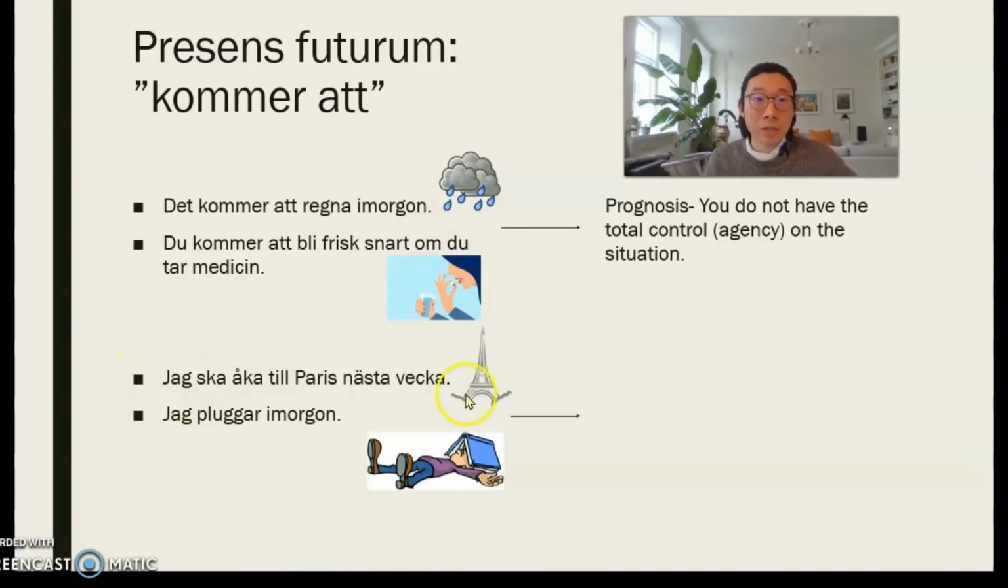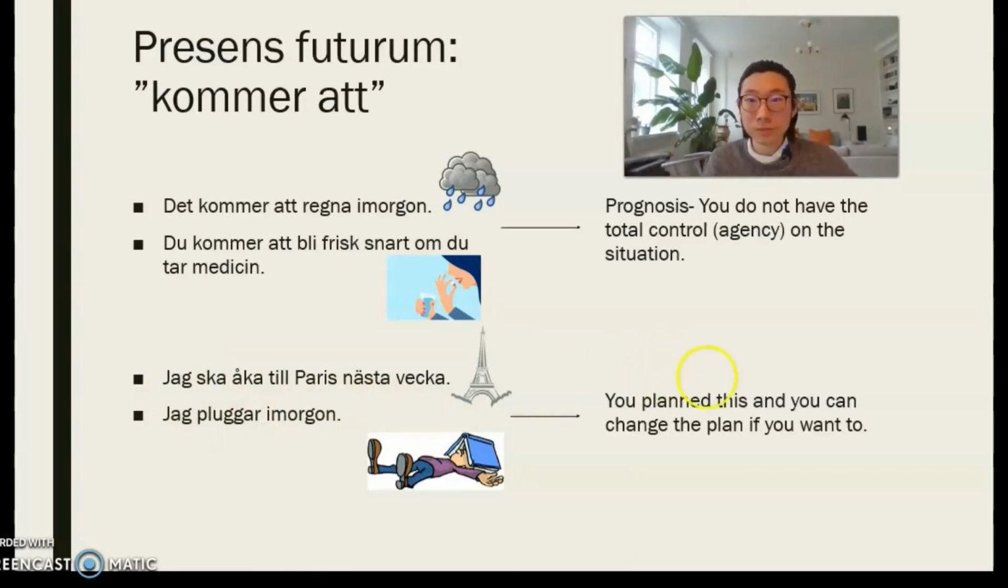And in the other present tense and future tense expressions, "jag ska åka till Paris," "jag pluggar imorgon," those are situations you can control. So you can plan, you planned this, and you can change the plan if you want to. Then you would not use "kommer att," you would use "ska" or the present tense.